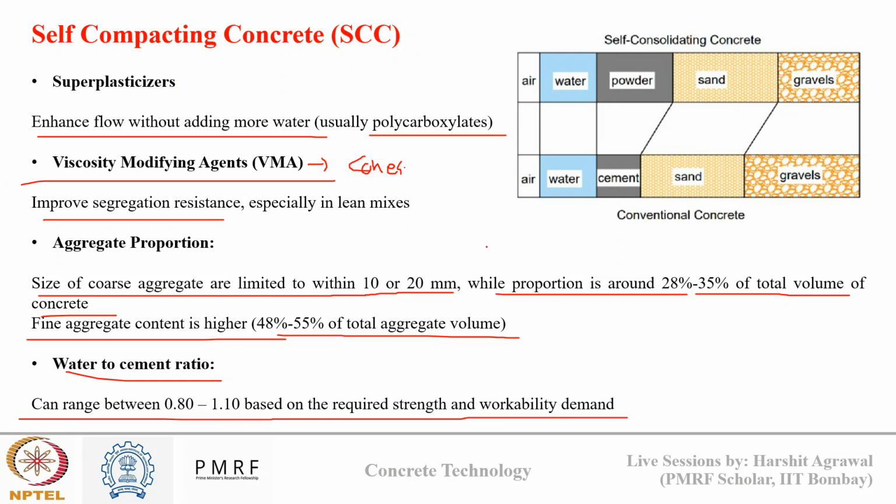In this figure you can see how self-compacting concrete differs from conventional concrete. The air void and water may remain the same or may increase. The cement content is now more because it is now cement plus fine powder which is also present. The sand content is almost the same, but the coarse aggregate content is decreased to make a self-consolidating concrete.